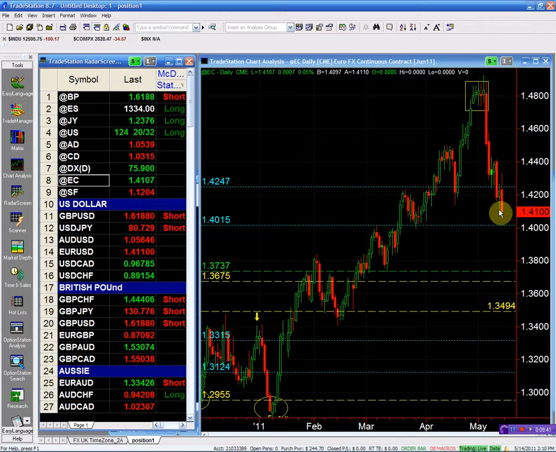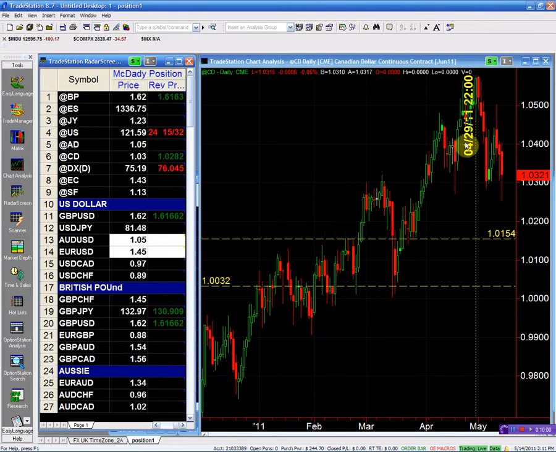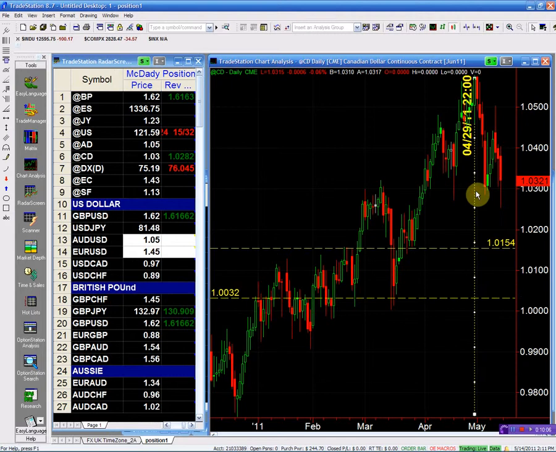Last but not least, this is the Canadian, and this is the only pair that shows a buy signal. This is here a buy signal. So we do have a buy signal in the CAD, even though it's still weak, this is a structural point, so it came above it, so we can say that we are neutral on the Canadian.